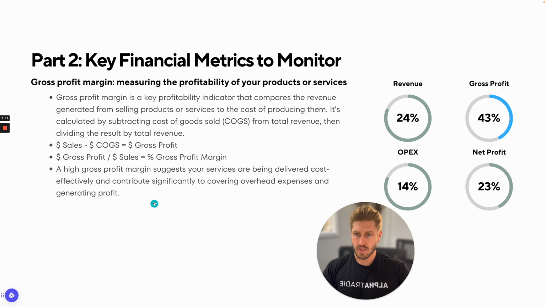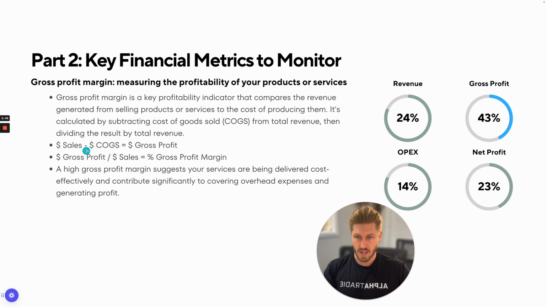Part two, let's look at key financial metrics to monitor, but let's start with gross profit, and that's measuring the profitability of your products and services. So gross profit is a key profitability indicator, as we touched on earlier, that compares the revenue generated from selling products and services to the cost of producing them. It's calculated by subtracting the cost of goods sold, which we refer to as COGS, from your total revenue, then dividing the result by total revenue.